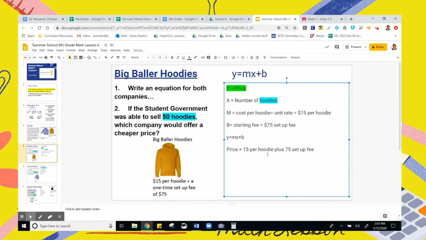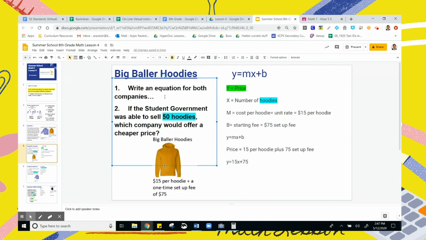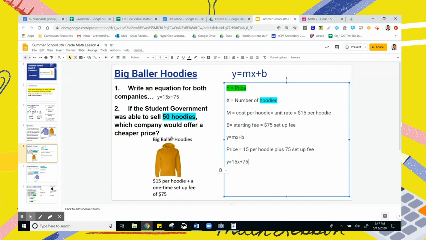Well, we can turn that into an equation. Instead of the word price, we can use the letter Y. Y is equal to 15 per hoodie. Instead of the word hoodie, we can use the letter X, plus $75. This is the equation which represents Big Baller Hoodies.